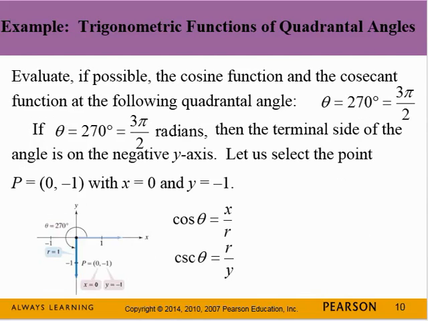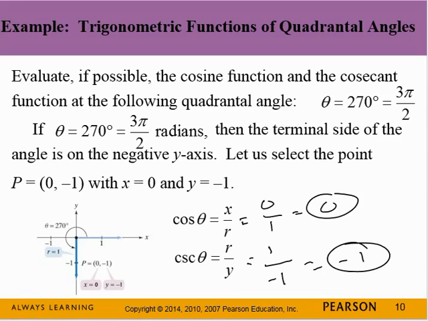It's going to be at theta equals 270. So again, pause the video and try this one on your own. You should have gotten cosine theta equals 0 and cosecant theta equals -1. So you're just plugging in your points. So whatever x is, you plug that in. Whatever r is, you plug it in, and you simplify or solve.